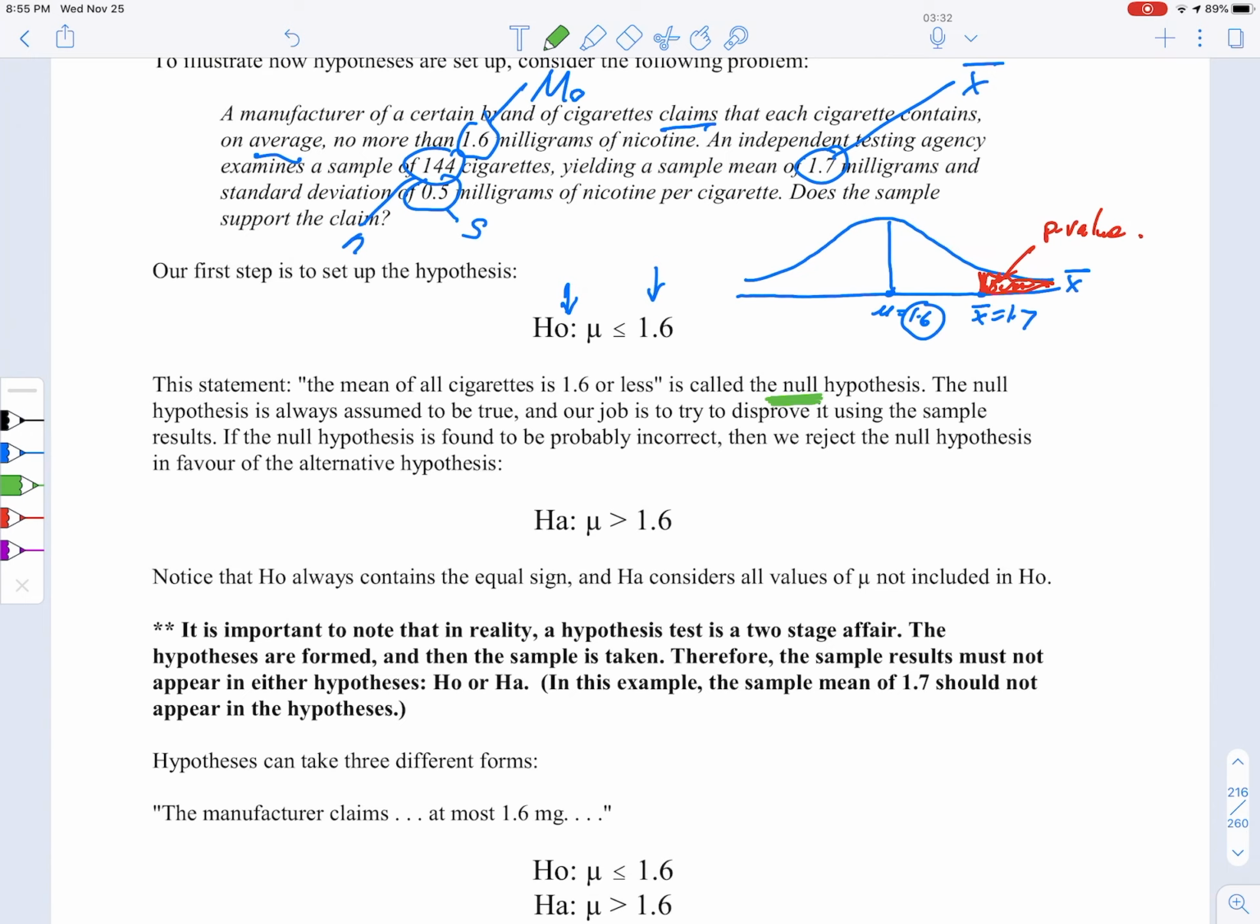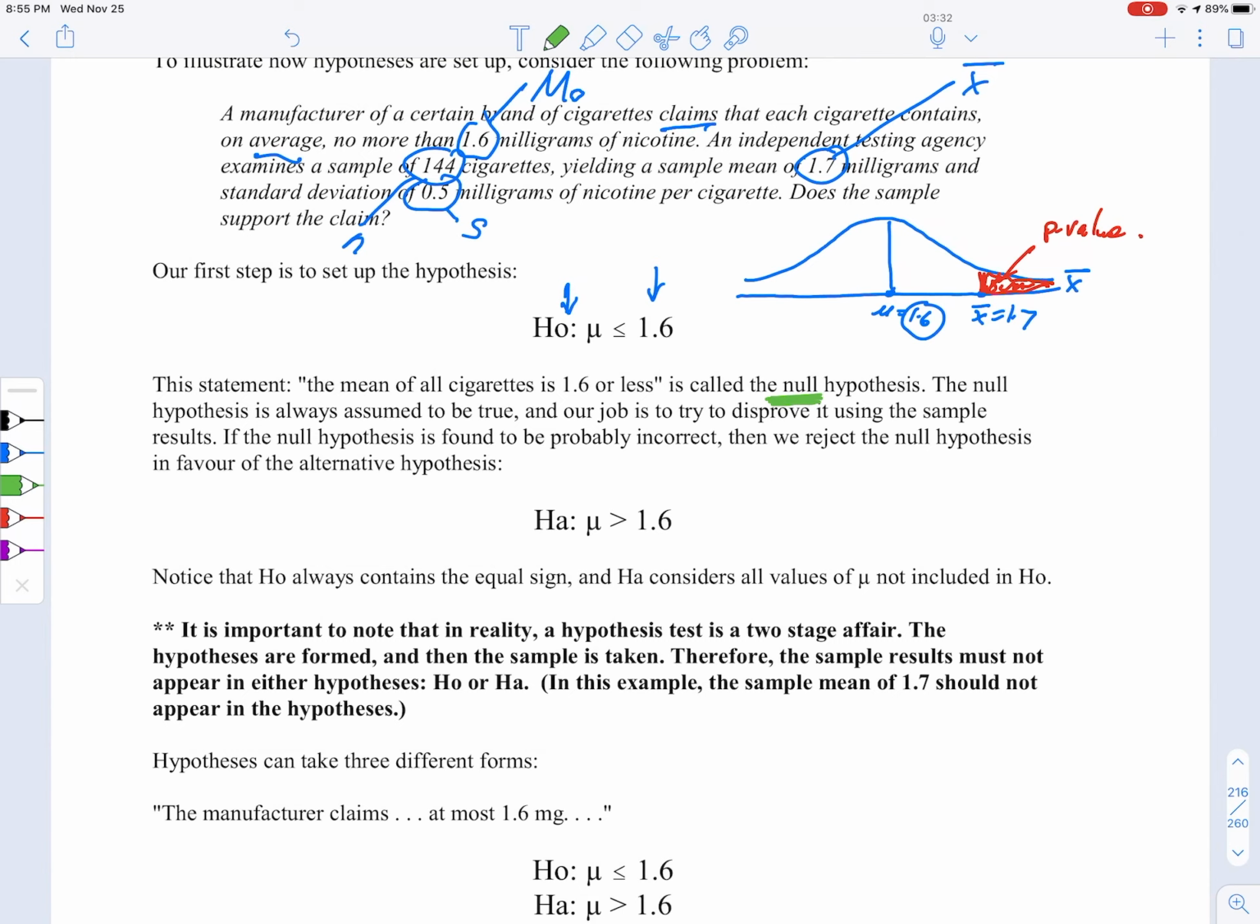Now, just a note here: the federal agency isn't necessarily trying to disprove it, that is to say, to show that the company isn't meeting the standard, but it is their job to conduct that test. So in a sense, from a statistical point of view, they're trying to disprove it, to bring enough evidence to say that they're not meeting the standard.